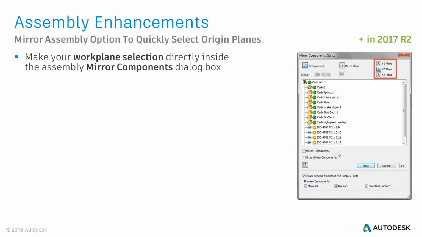You can now quickly select from a list of available origin work planes from the Assembly Mirror Components dialog box. Instead of having to locate the work plane and expand the browser node to select it, you can make your selection directly inside the Assembly Mirror Components dialog.